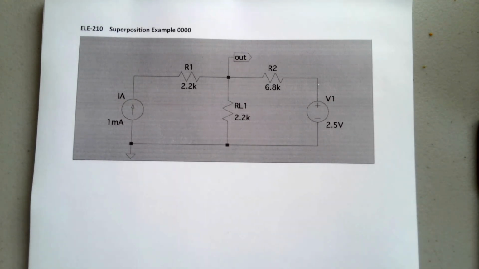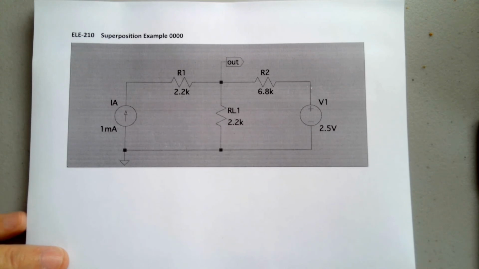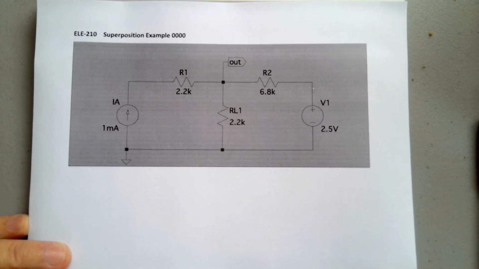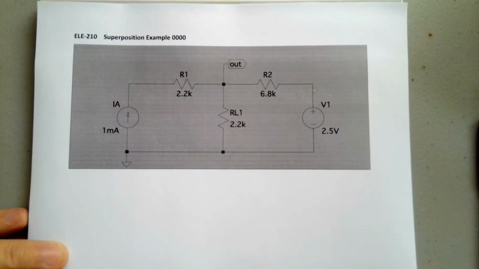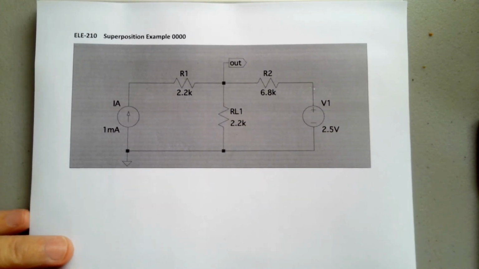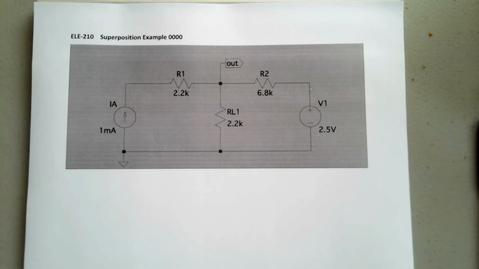So this circuit I call superposition example 0000. I did that because I created number 1, then I realized I wanted one that was a little bit simpler. So instead of 1 and 2, we've got 0 and 1. Both this circuit and the following circuit have links on Blackboard where you can go and grab projects from my account and run them, and find the voltage at the load and see if it matches what we compute.